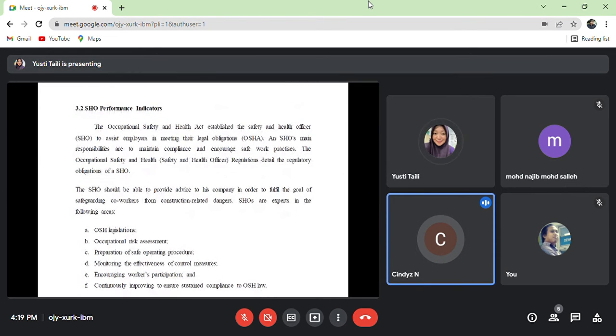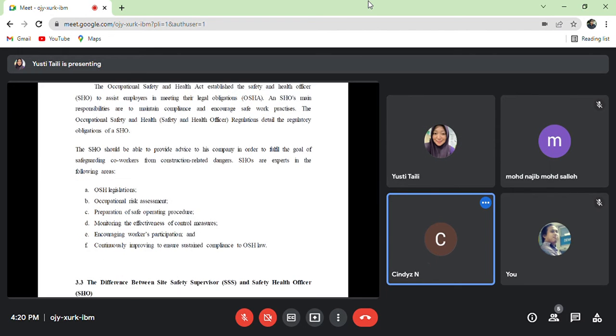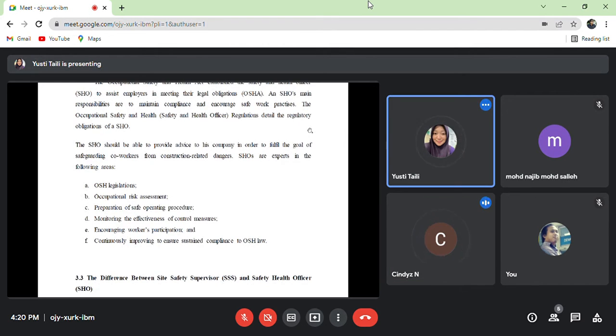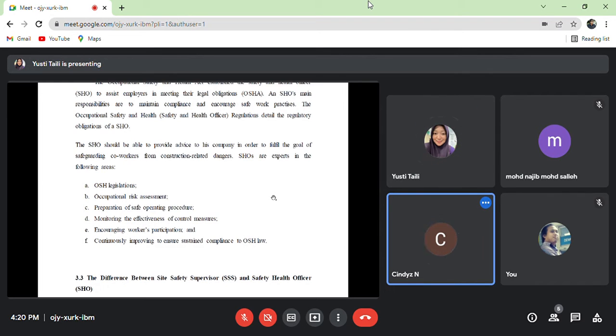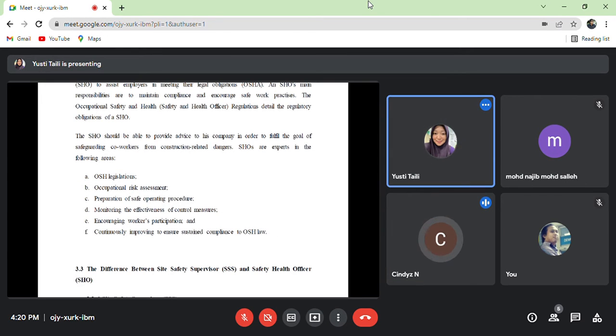The Occupational Safety and Health Officer's responsibility is to assist employers in meeting their legal obligations under OSHA, to maintain compliance and encourage safe work practices. The Safety and Health Officer should also be an expert in OSH regulations, occupational risk assessment, preparing and monitoring the effectiveness of control measures, encouraging workers' participation, and continuously improving to ensure sustained compliance with OSH law.